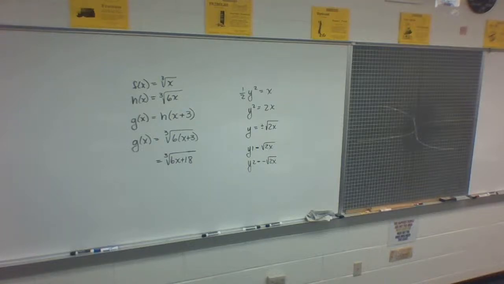So it said to graph it, identify the vertex and the direction that the parabola opens. The vertex is at 0, 0, and it opens to the right. You okay?